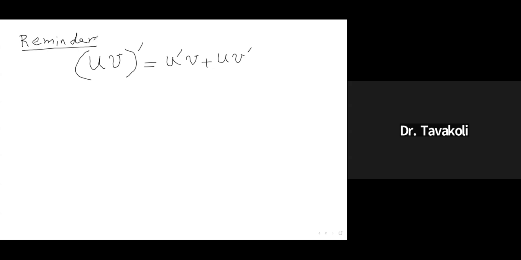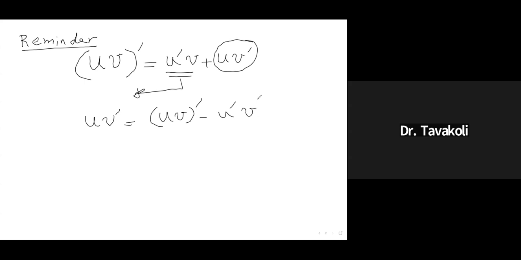So now let me keep this on one side and subtract this term from both sides. So let me write uv prime first. I will have uv prime on one side and uv all prime minus u prime v on the other side.